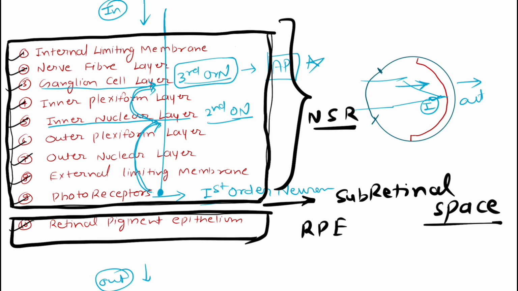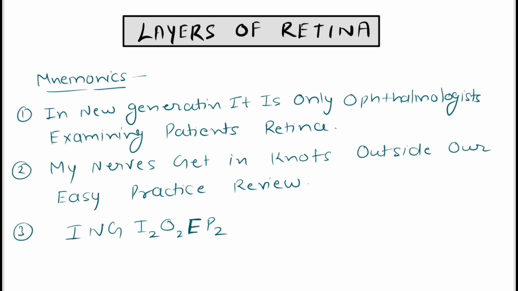You can remember the layers of the retina by these mnemonics. In new generation, it's only ophthalmologist examining patient's retina. My nerves get in notes outside of a easy practice review, and ING, I2, O2, E, and P2.